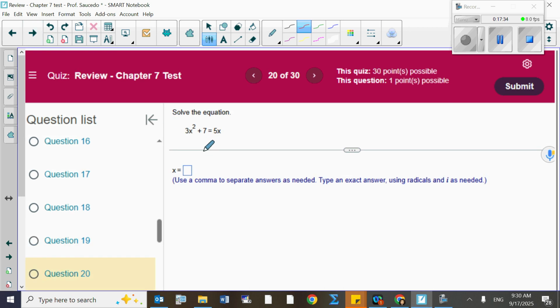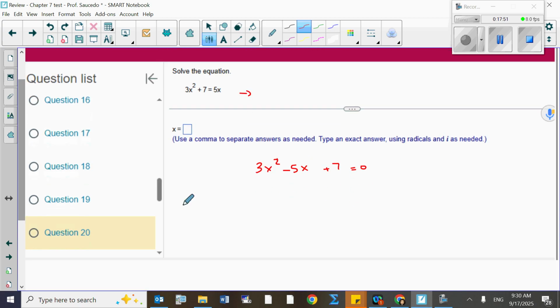Now I want to solve this equation. The first thing that I'm going to do here, I'm going to move everything to one side. So 3x squared, and I'm going to write them all in order. So x squared, then x, and then plus 7 equal to 0. And I want to solve this. The first thing that I can think of is factoring.